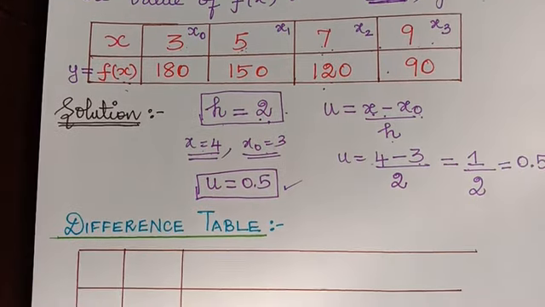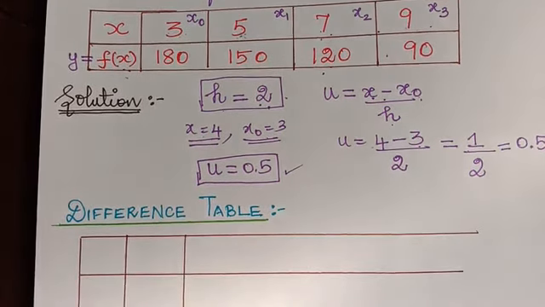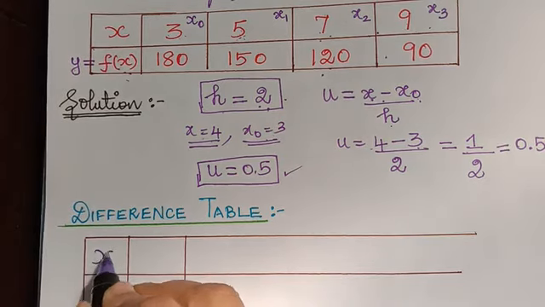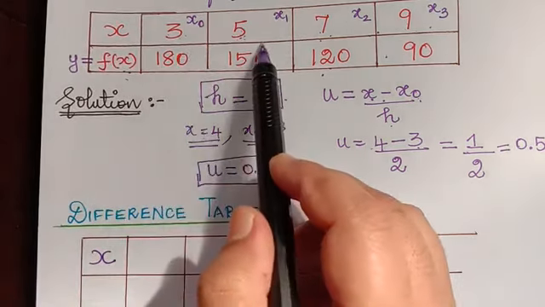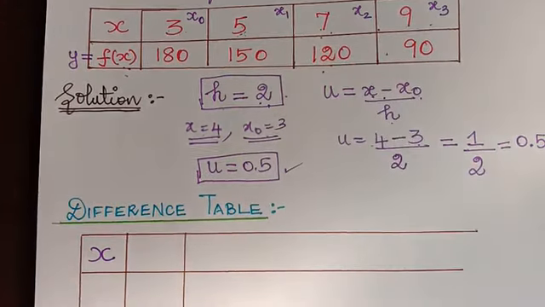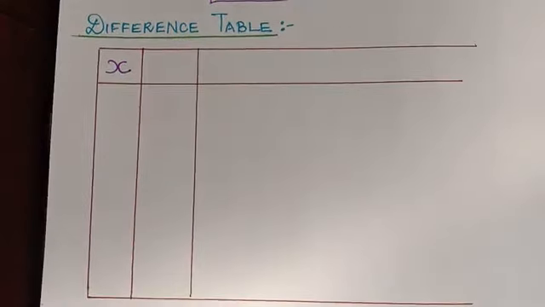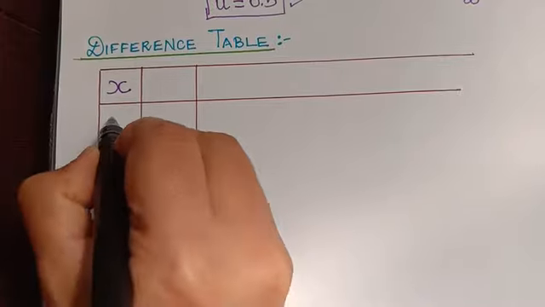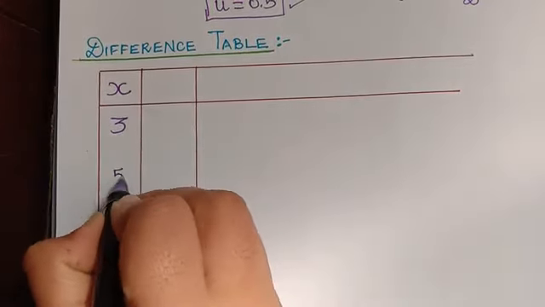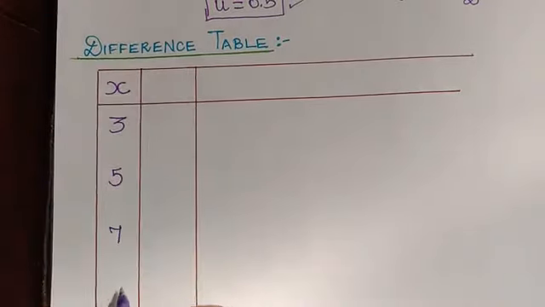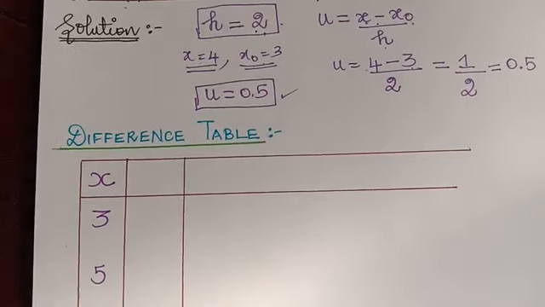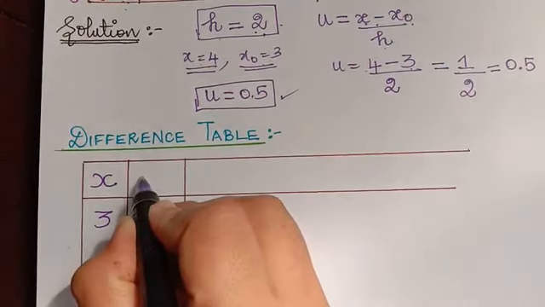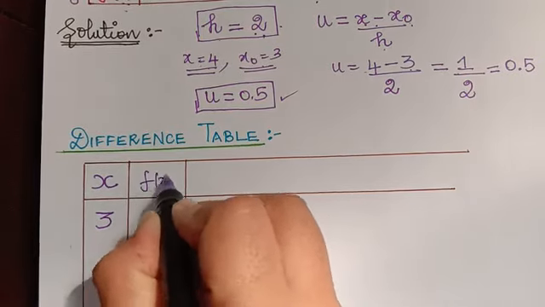Now we have formed the difference table here, where the first value will be the values of x. So what are the values of x? 3, 5, 7 and 9. So that we have to write in this difference table. 3, 5, 7 and 9. What is next? The next column is for the y, that is f of x.